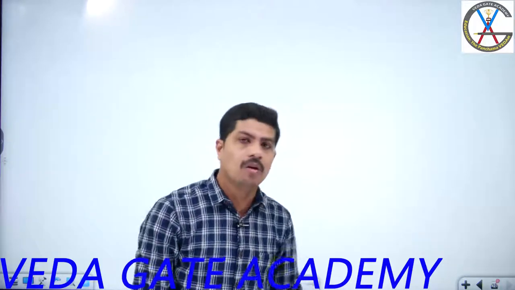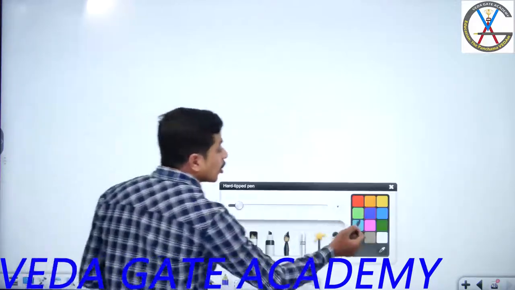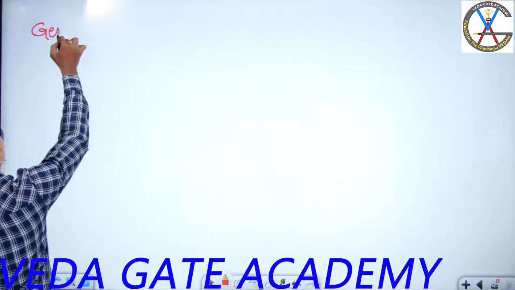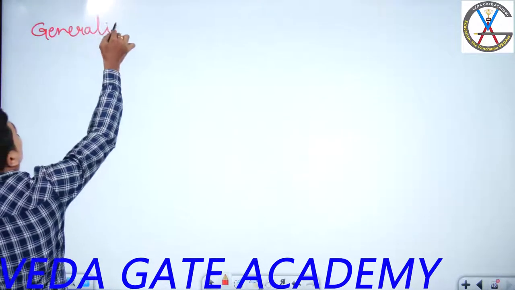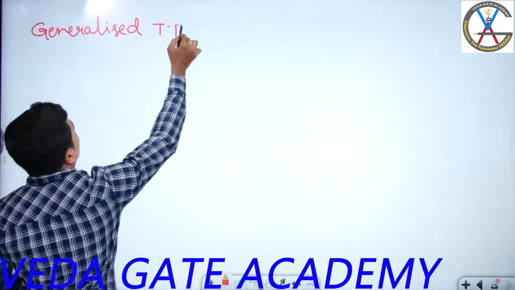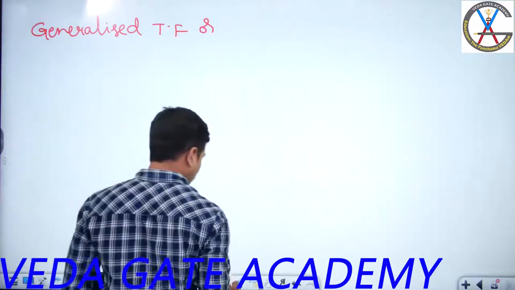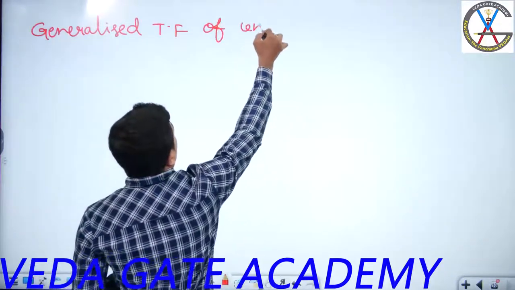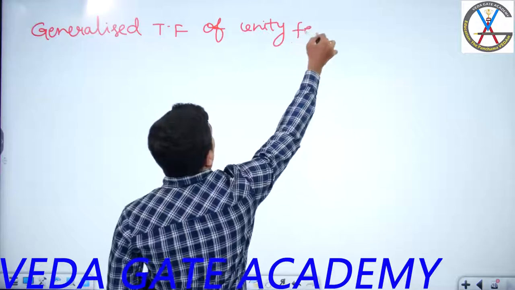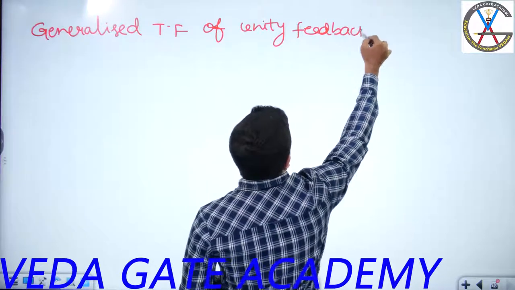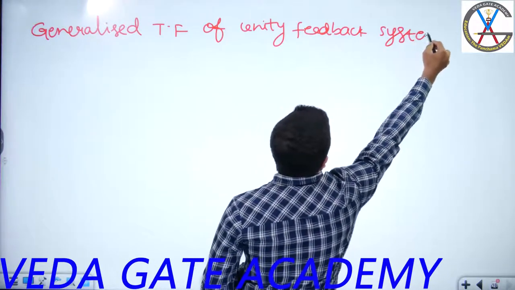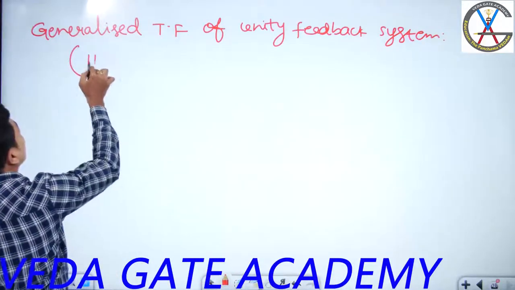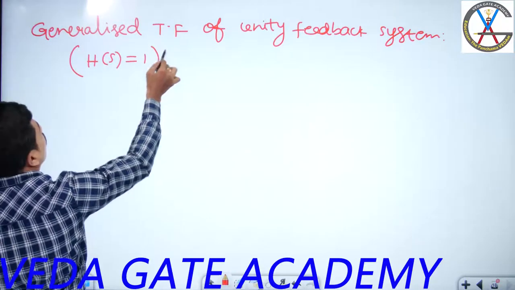non-unity feedback control system. Our heading is unity feedback control system. Generalized transfer function of unity feedback system. What does it mean by unity feedback? H of s is equal to 1. Yes, in bracket I am writing H of s is equal to 1.